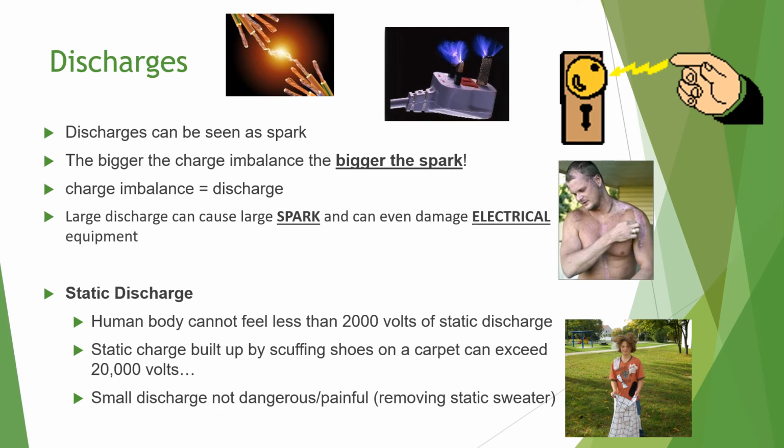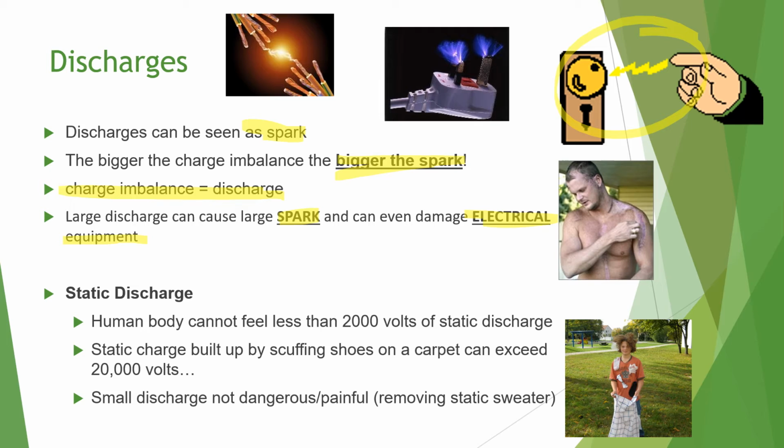Okay, so discharges. Discharges can be seen as a spark. Right? The bigger the charge imbalance, the bigger the spark. Okay, so the bigger the imbalance between charges, so the greater the difference between positives and negatives, the bigger the spark. A charge imbalance equals a discharge, like we just saw in the animation or this diagram right here. Okay, the spark there is the indication of a discharge, which is when there has been a charge imbalance. A large discharge can cause a large spark and can even damage electrical equipment.